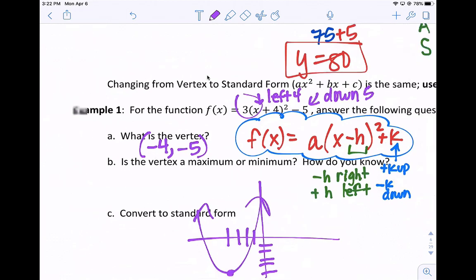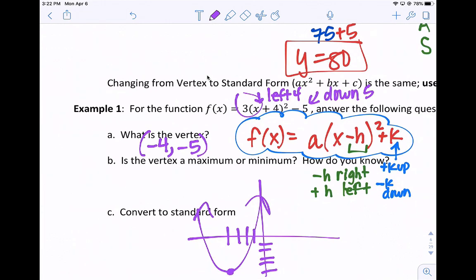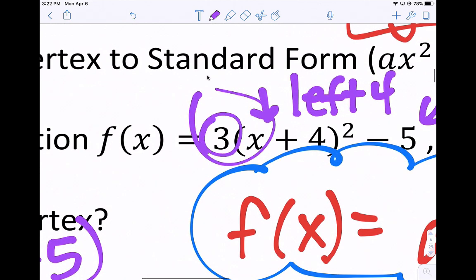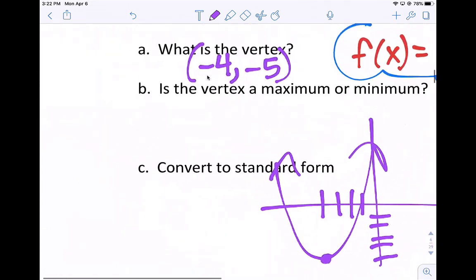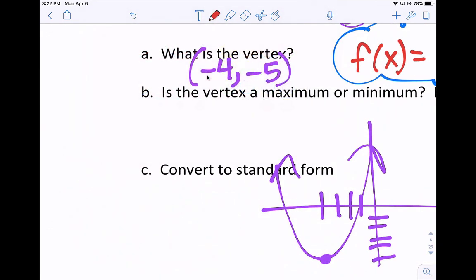So vertex form, we should be able to easily look at it and find the vertex. Is it a min or max? Since we know that this A value is positive, it's a smiley face graph, which means that that vertex is the minimum or the lowest point. So this one is a minimum.